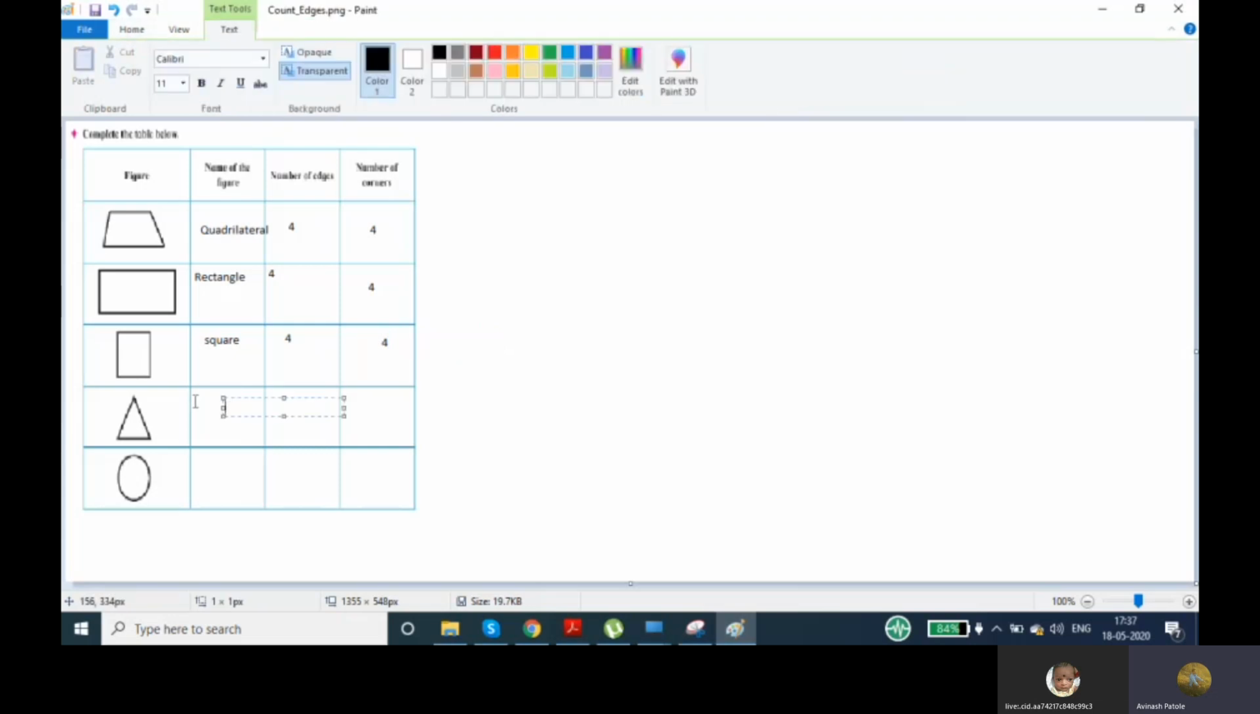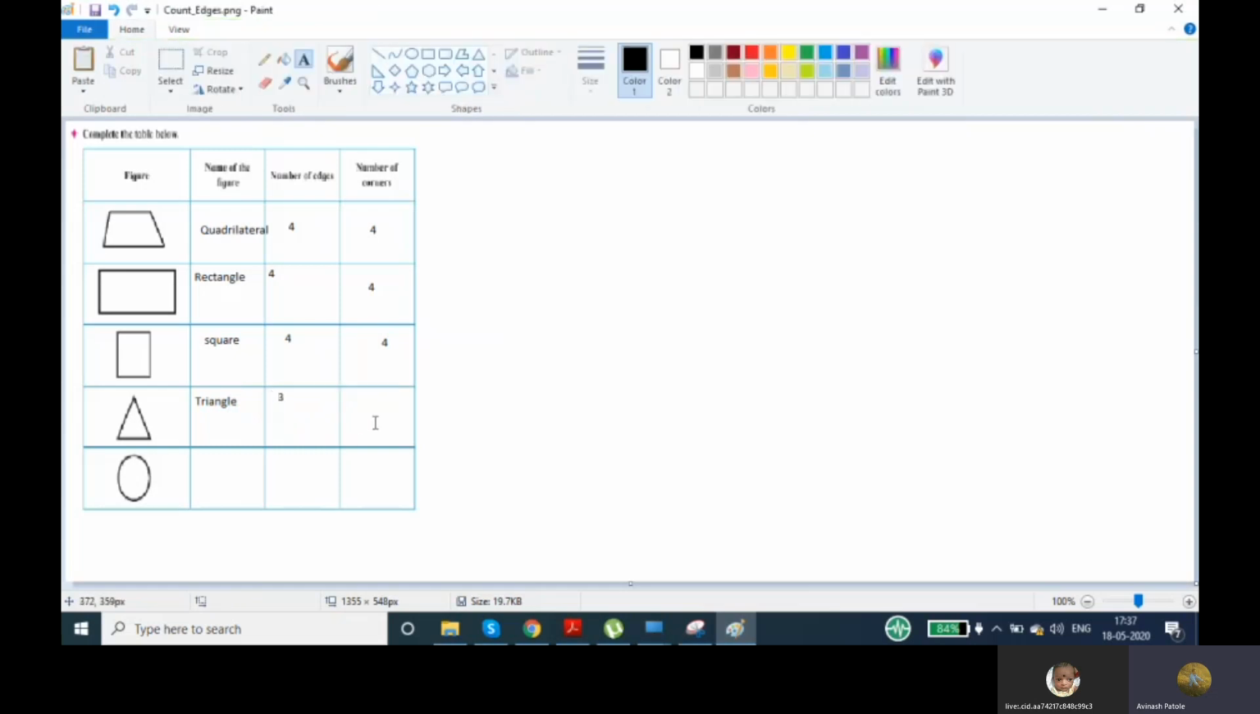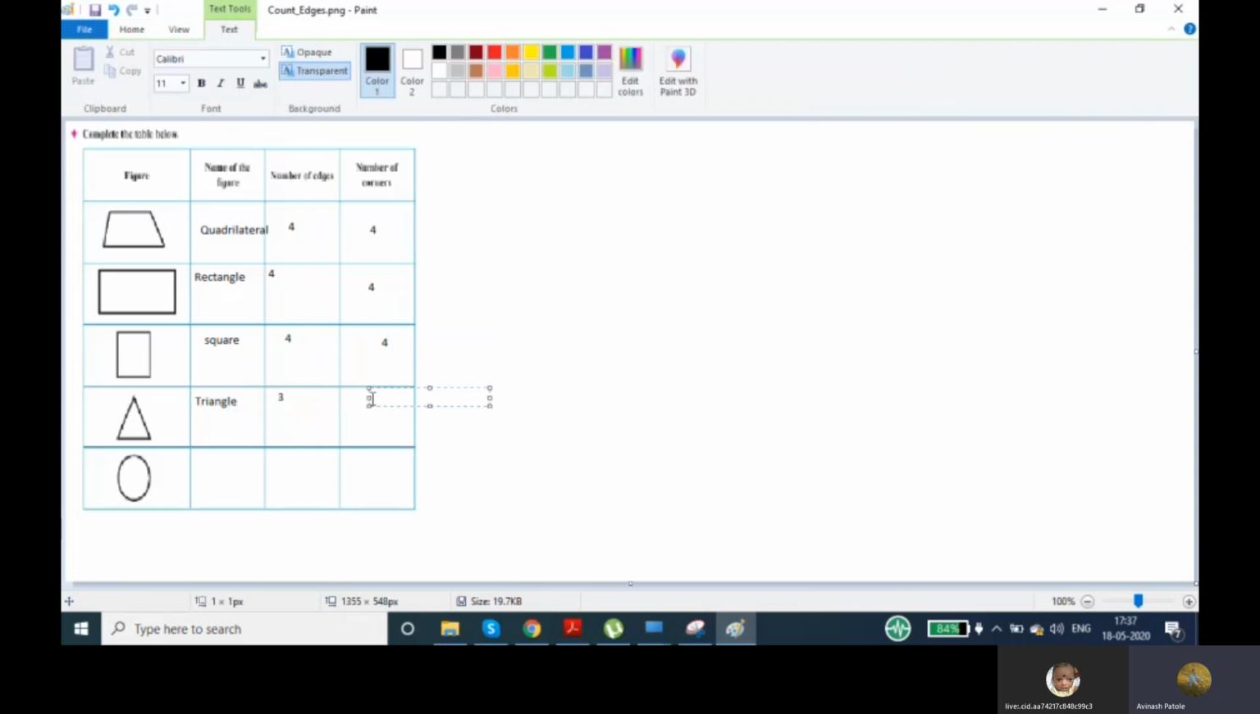Now what shape is this? This is a triangle, so we are going to write triangle. And how many edges does it have? It has 3 edges. And how many corners does it have? So it has 3 corners.